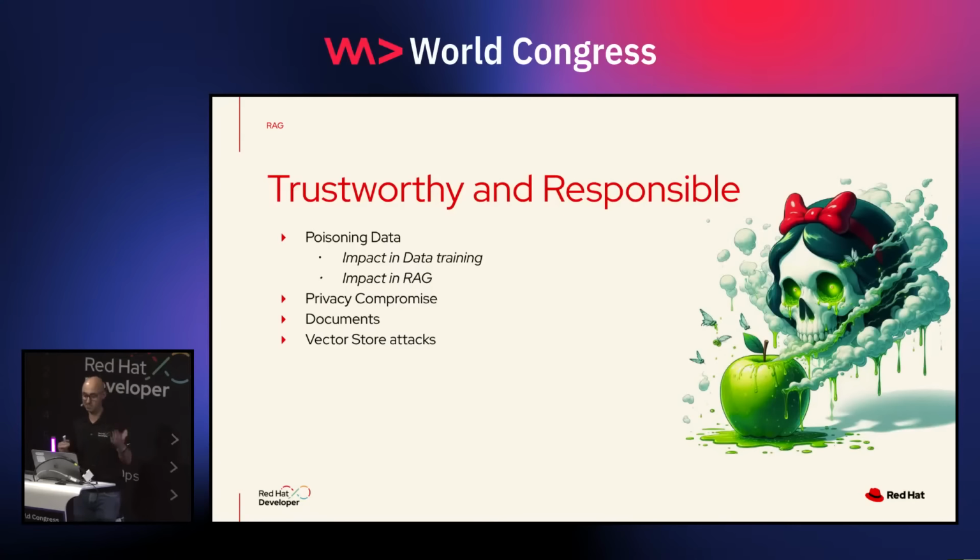And that's another problem here. Why? Because these documents can be poisoned. So you can put into your RAG system documents that are poisoned, or that contain sensitive data, or documents that were not expected to be there. Maybe because some attacker gets access to your document repository and starts putting there documents that are not valid. And another kind of attack is the vector store attacks.